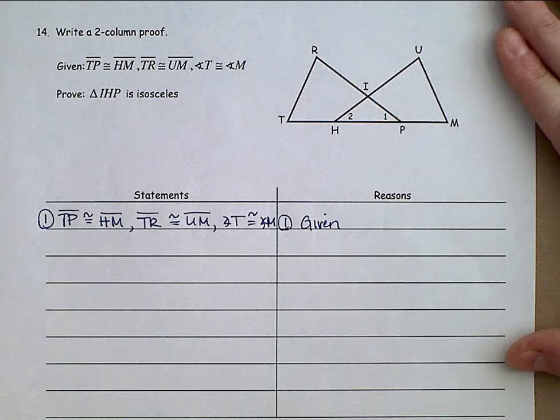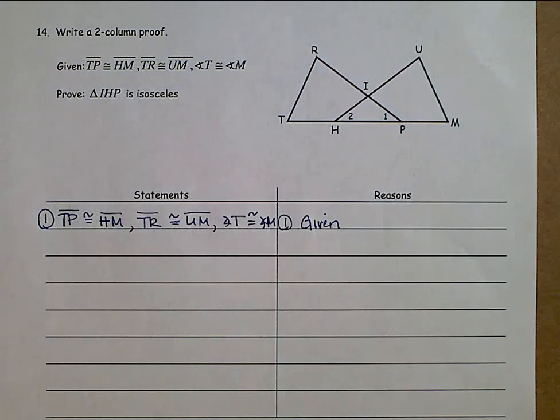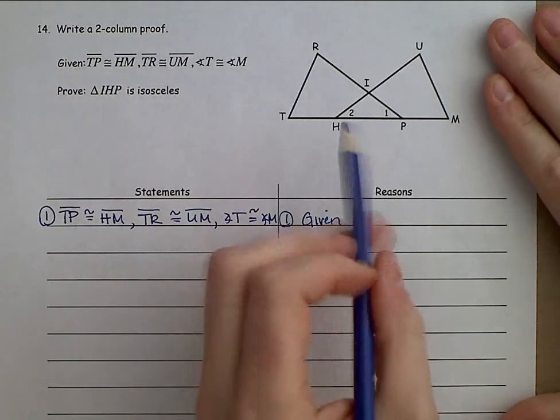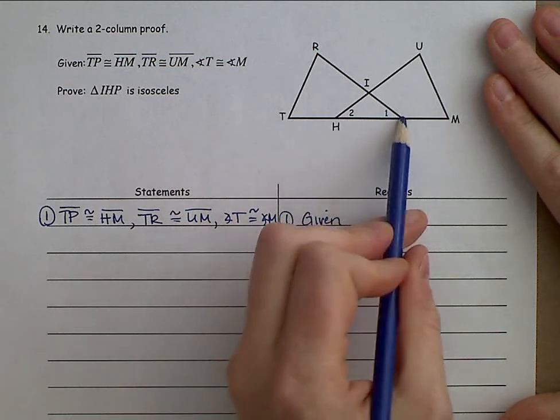Alright, so there's a lot of givens that we've got going on in here. Let's just talk for a second about what these few segments are. TP and HM. TP is this whole segment right here.